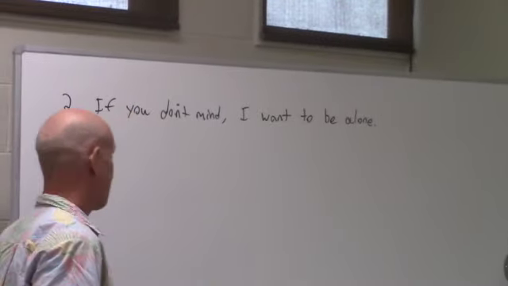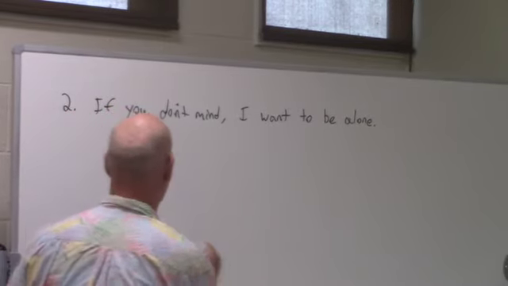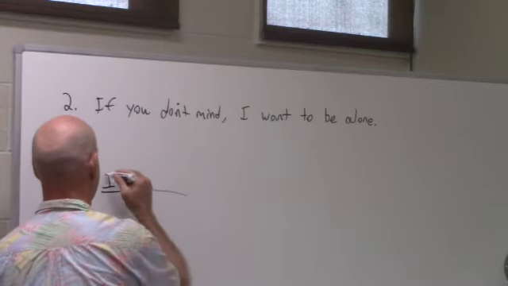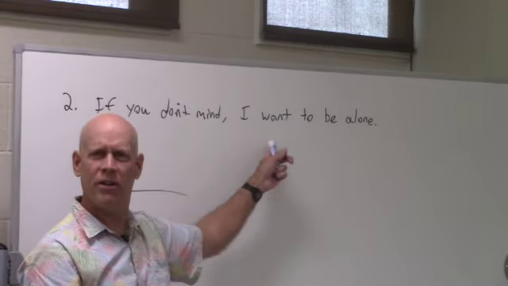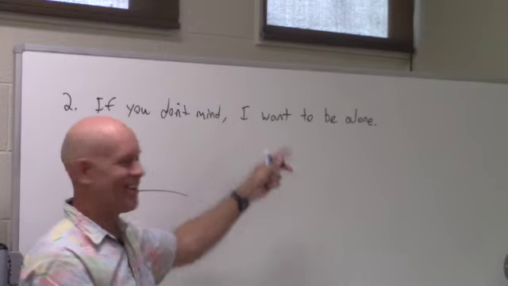If you don't mind, I want to be alone. Okay, and that's the same thing, right? What's your main clause? I don't want to be alone. Say again? I don't want to be alone. Where's the don't? I don't want. I don't see any don't. Or I want to. Thank you.